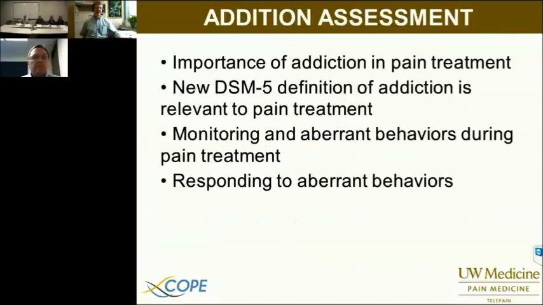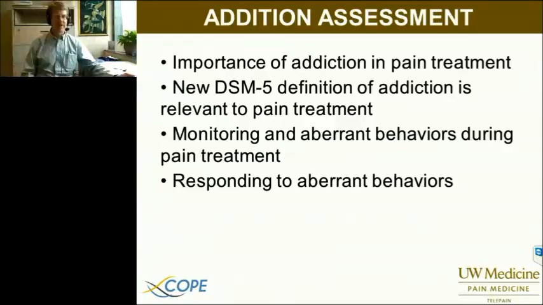So addiction assessment is important for pain treatment, especially for people who are getting opioids for pain treatment, and I'll talk a little bit about the why of that. I'm also going to talk about DSM-5 definitions of addiction and how they're relevant or not so relevant to pain treatment, and maybe talk a little bit extra about some of the patients who started on opiates for pain but have developed some problems and where that line is around addiction, which can be difficult to discern. And then I'm going to talk about monitoring and aberrant behaviors during pain treatment and how to respond to those aberrant behaviors, keeping in mind some issues around addiction. Next slide.